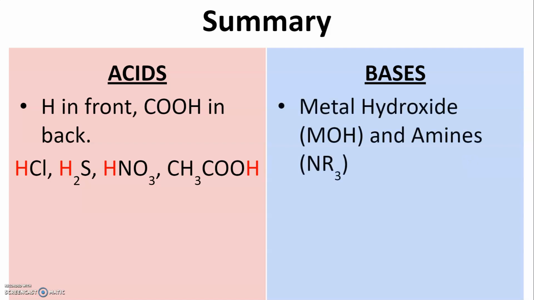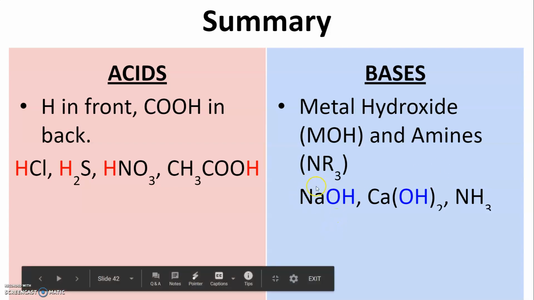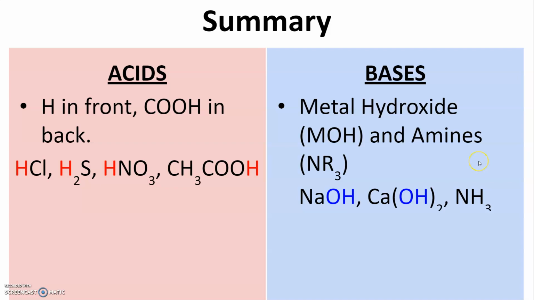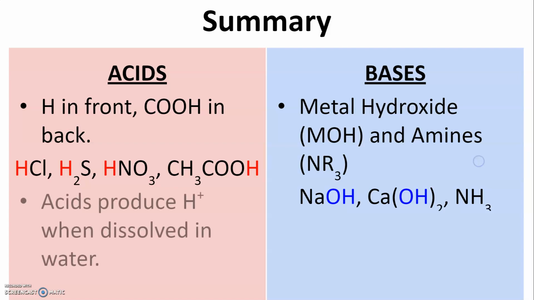Bases, on the other hand, are metal hydroxides and amines. Examples of metal hydroxides would be sodium hydroxide, calcium hydroxide. You have a metal, and then you have an OH minus, which is your hydroxide. And then you have amine, something like NH3. So nitrogen with three things attached, and those things can be either hydrogens or hydrocarbon pieces connected to the nitrogen.